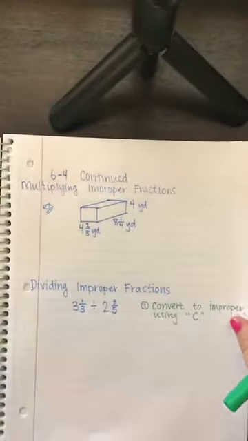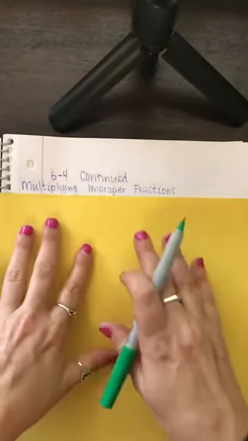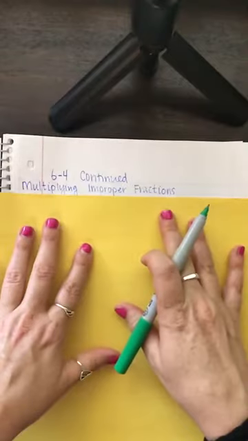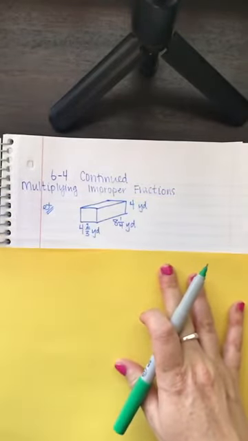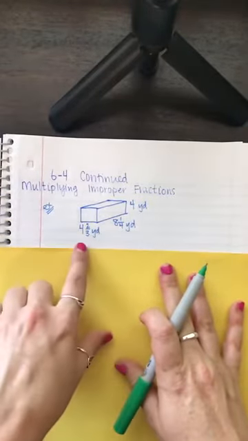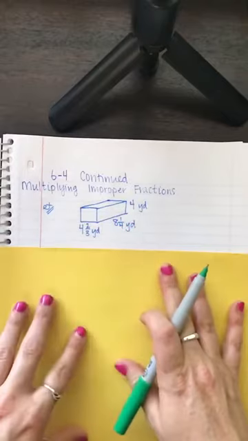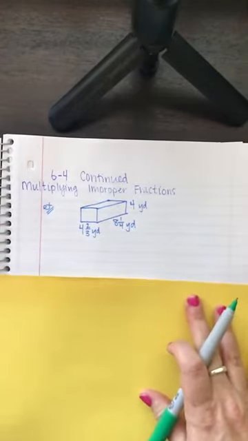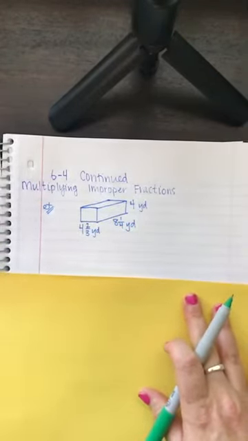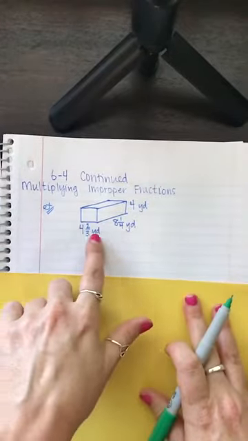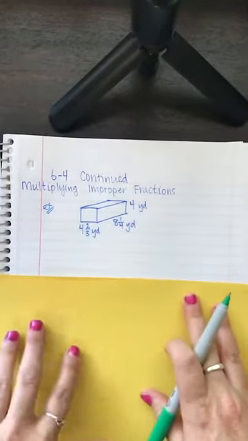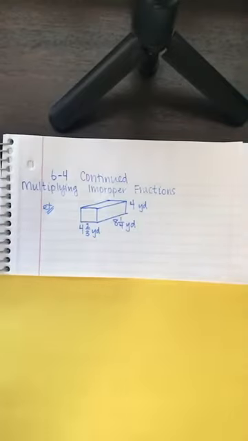Okay, so 6-4 continued is multiplying improper fractions. That's what we just did right there, but I want to show you how we would apply that to a 3-dimensional figure. I have my 3-dimensional figure here. The sides are 4 2/3, 8 1/4, and 4 yards. Let me flip to my next page here in my scratch notes.